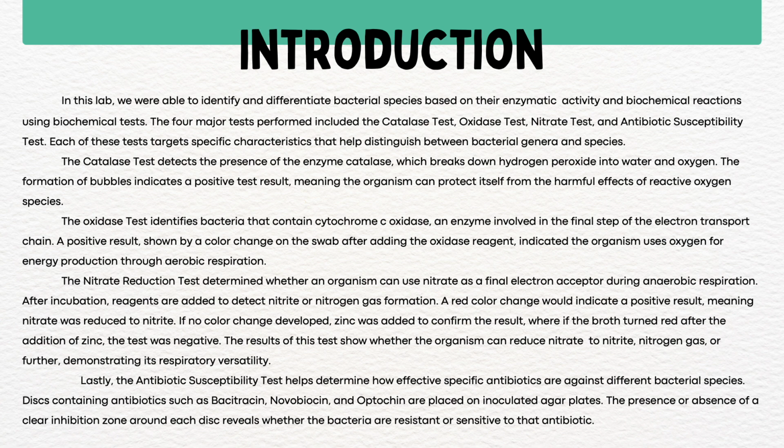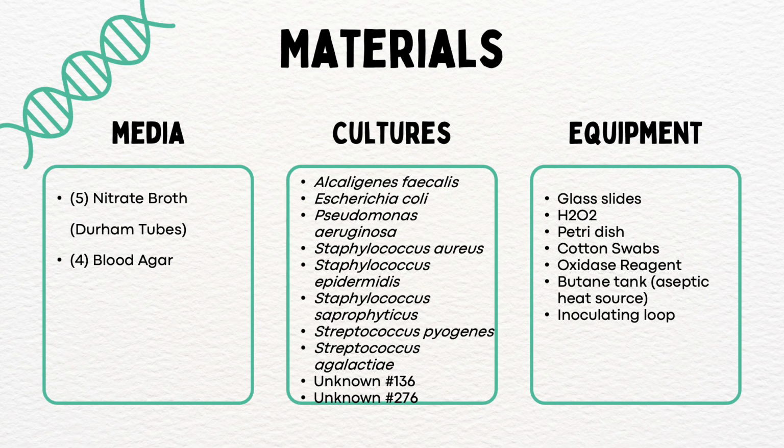Lastly, the antibiotic susceptibility test helps determine how effective specific antibiotics are against different bacterial species. Discs containing antibiotics such as bacitracin, novobiocin, and optochin are placed on inoculated agar plates. The presence or absence of a clear inhibition zone around each disc reveals whether the bacteria are resistant or sensitive to the antibiotic. Now for our materials.